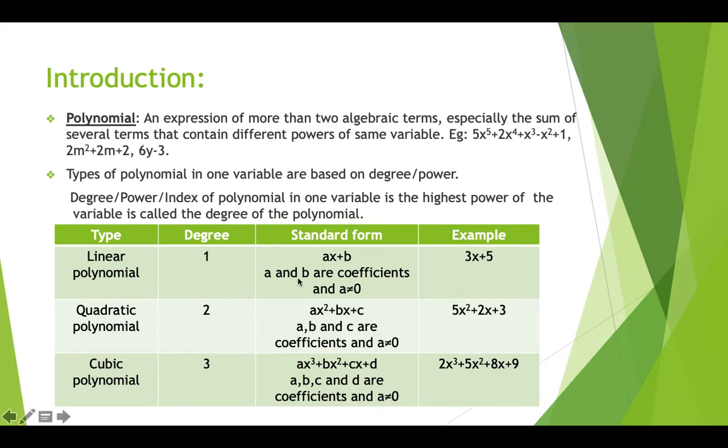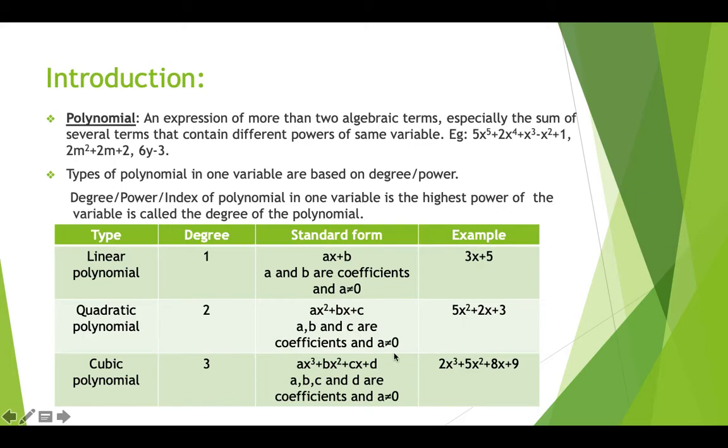Now for a linear polynomial, the standard form is ax plus b, where a and b are the coefficients and a is not equal to 0. So over here there is an example given of it. For a quadratic polynomial, the standard form is ax square plus bx plus c, where a, b and c are coefficients and a is not equal to 0. The example is 5x square plus 2x plus 3.